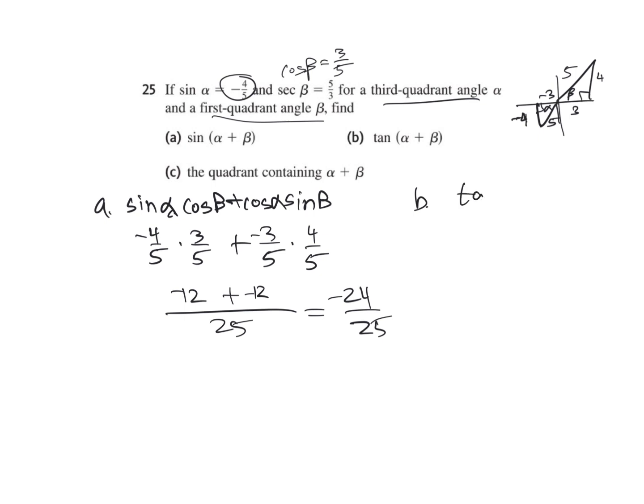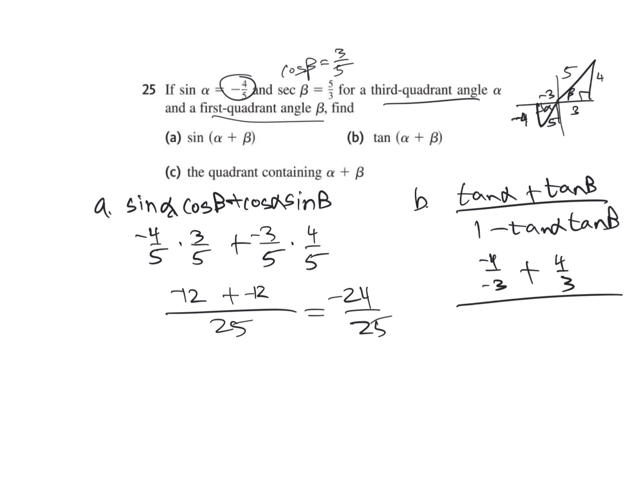So the tangent of alpha plus the tangent of beta all over 1 minus the tangent of alpha, tangent of beta. So the tangent of alpha is -4 over -3. Tangent of beta is 4/3. 1 minus -4 over -3 is positive 4/3. Oops, times 4/3.